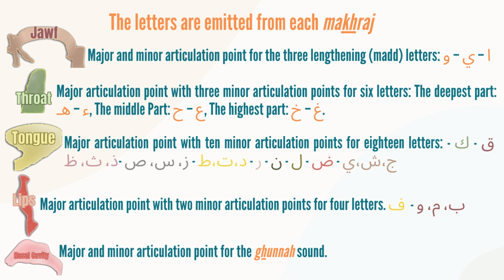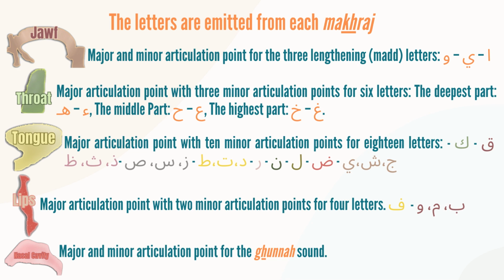The third major makhraj is the tongue. It is specific and it includes 10 minor makharij, 10 minor articulation points for 18 Arabic letters. First, the qaf, a minor articulation point, then the kaf, then we move to the middle of the tongue. For jim, sheen, and ya, they share one minor makhraj. The dad articulates from the two back edges of the tongue. The lam articulates from the two front edges of the tongue.